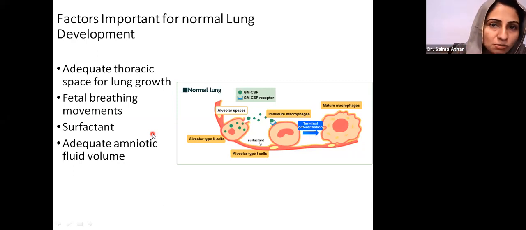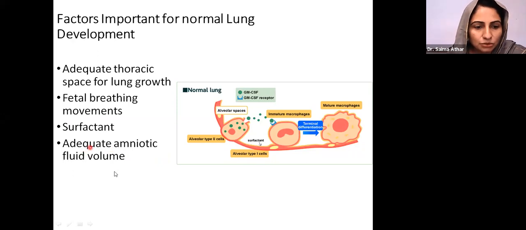So amniotic fluid is present in the lung cavities, right? Yes, Mustafa, you are very right. So there should be adequate amniotic fluid volume as well for proper growth of the lungs and the respiratory movement. These are the factors which are responsible for a mature lung.